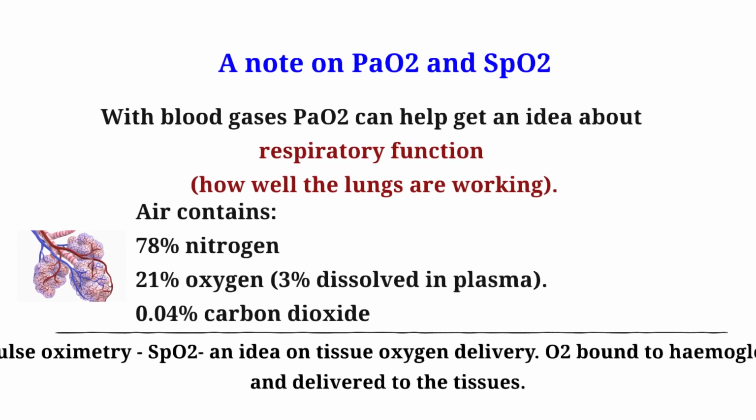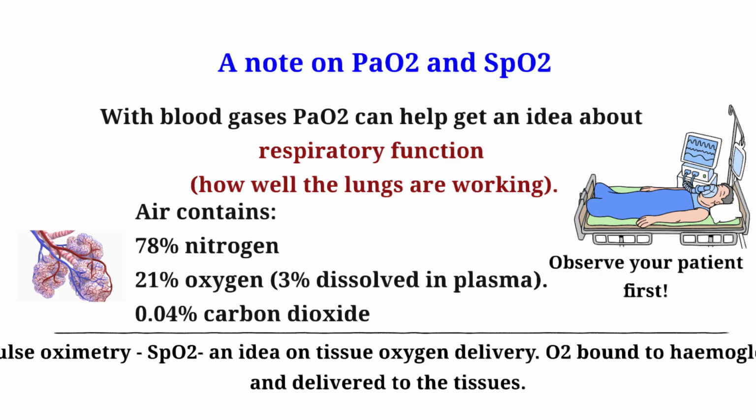As I just said, the oxygen is bound to the hemoglobin. But remember, always observe your patient first. What's their cognitive state like? What's their level of consciousness? What's their capillary return? What's their respiratory rate and depth? Do they have a lot of accessory muscle use? Feel them. Are they cool and clammy? What's their cardiac output like? What's their blood pressure like?